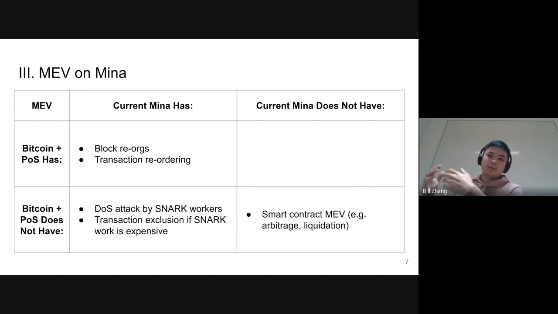And if that snark that has to be built is really expensive, economically, it might just make sense for them to not include as many transactions as they could. And this is another form of MEV because, in this case, the block producer is doing something that tries to maximize its own value, but this is at the expense of including more transactions in our blockchain.